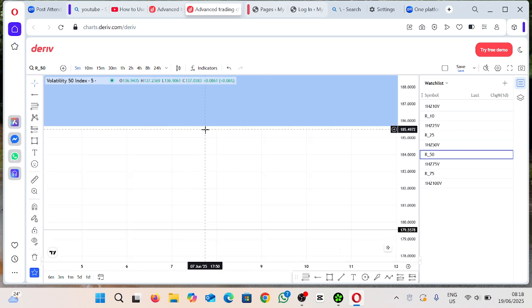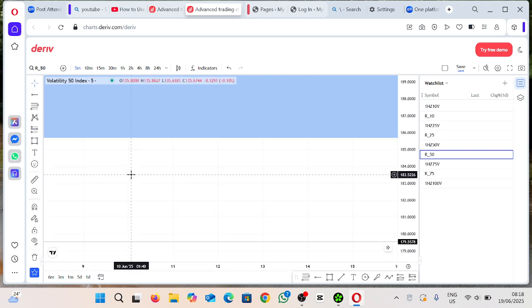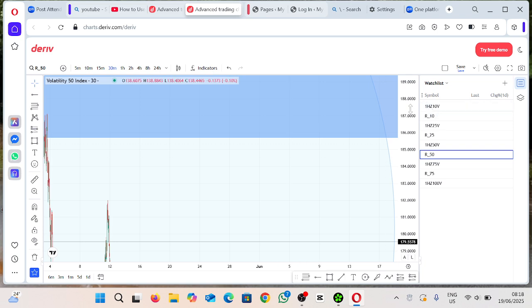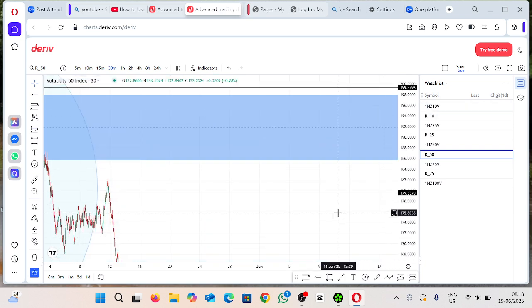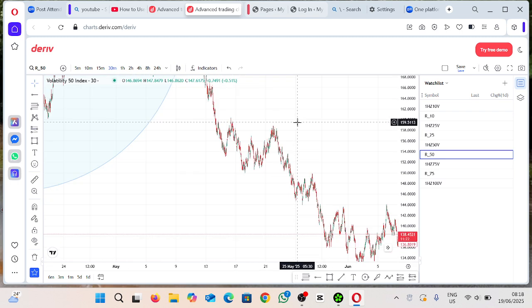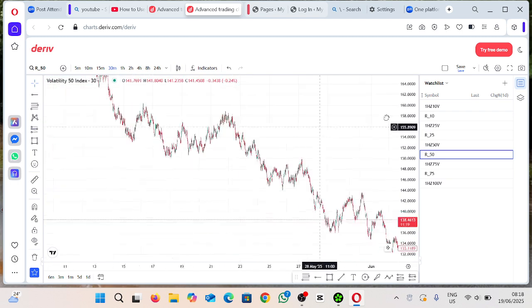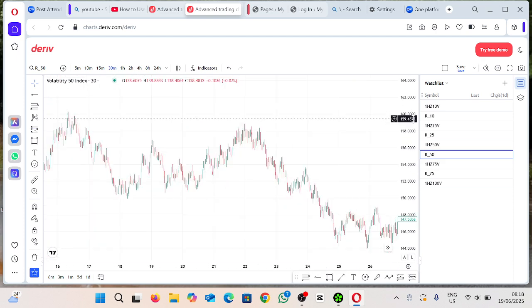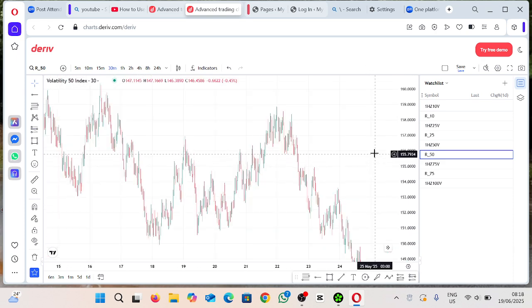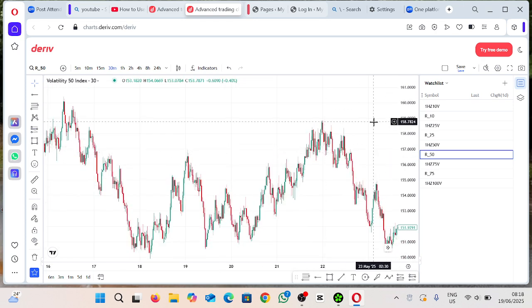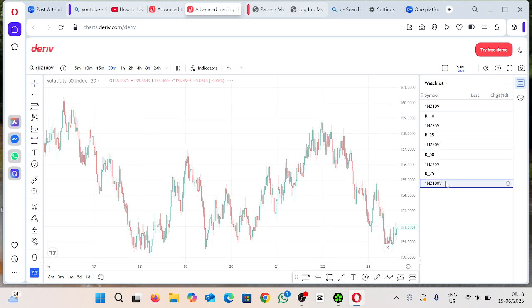Okay, what we'll do is that this was a price action that has played out for a long time. So I'm going to use another pair as an example, the pair that is currently trending. I will look for that and then use it as an example. Okay, let's use V100s.